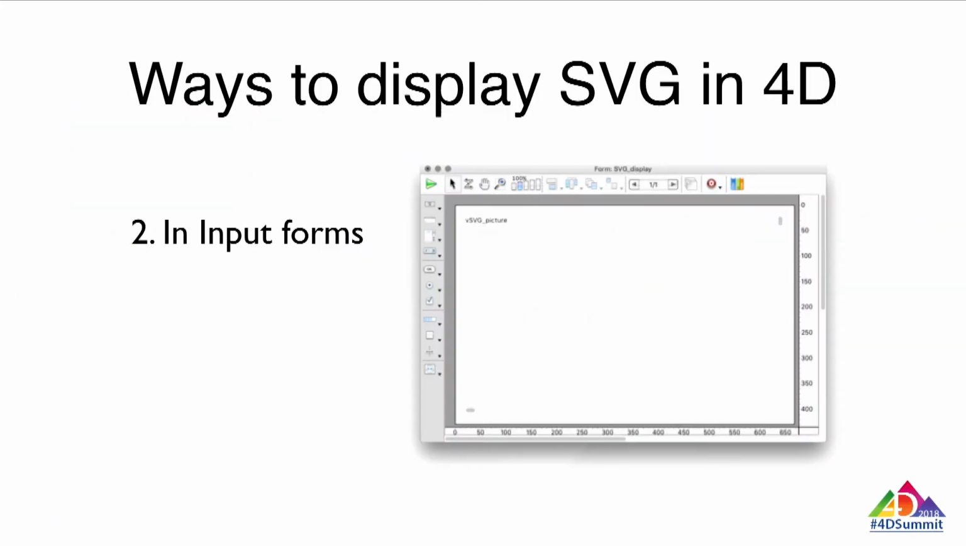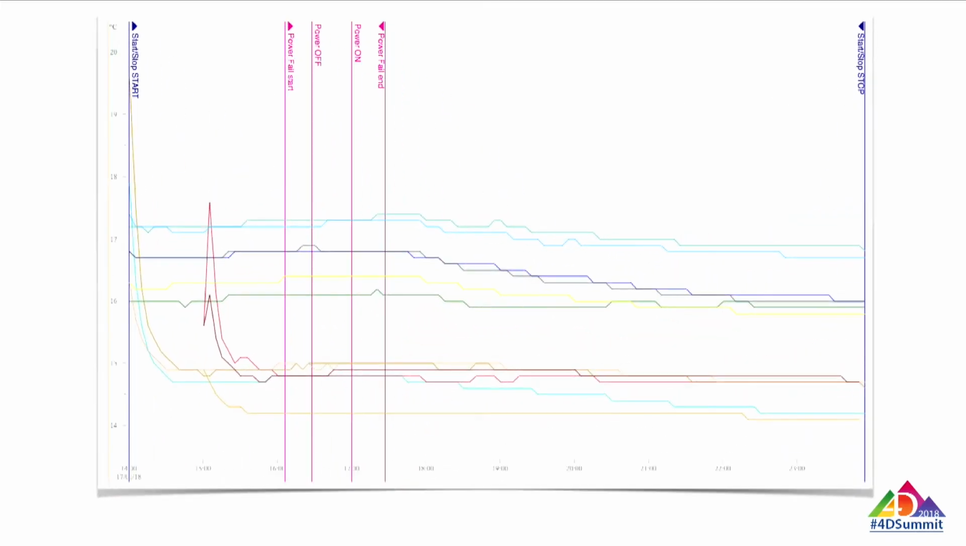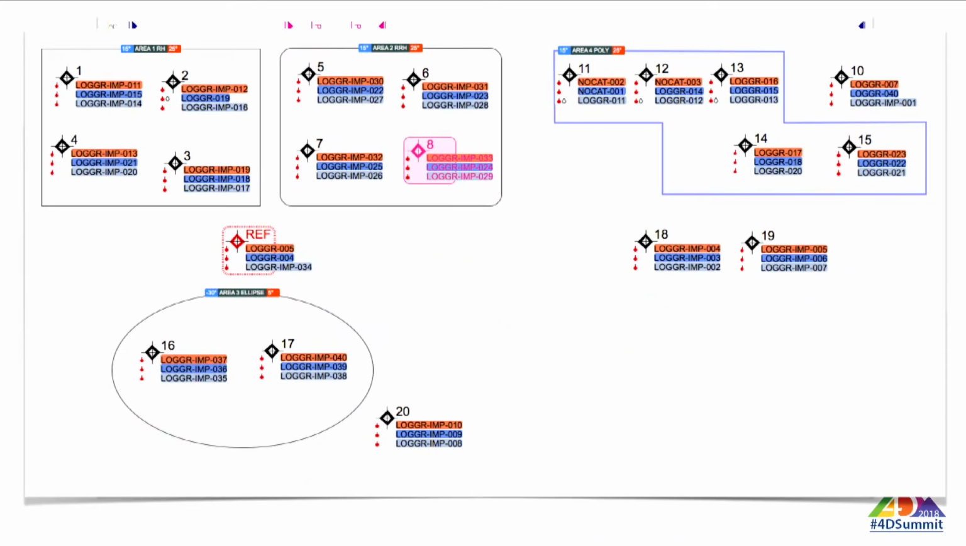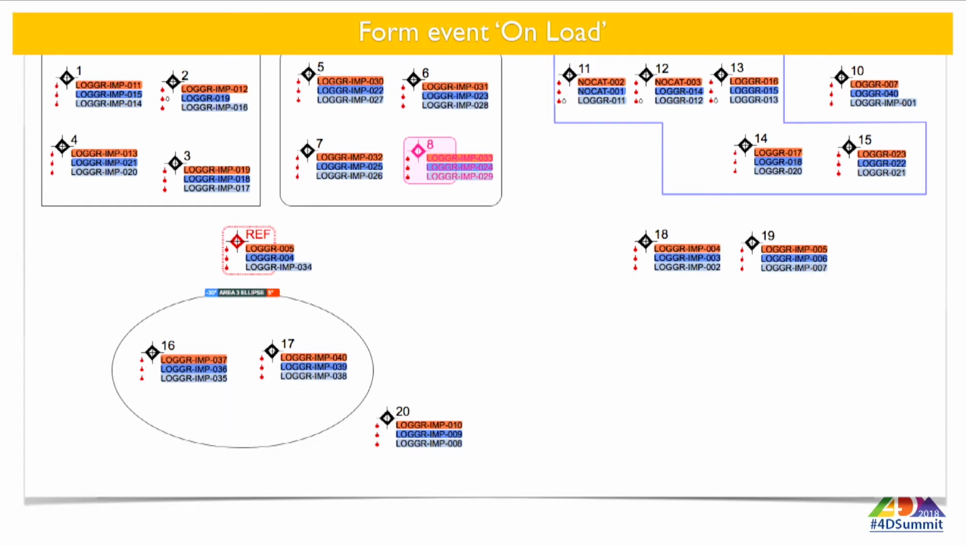Okay, a second one is in input forms. And in input forms, this is an example of a chart in there, or something I developed over the last year is to actually allow the user to draw maps inside 4D, where it can place components and loggers and stuff like that. So these are typically the things we do in the input forms.